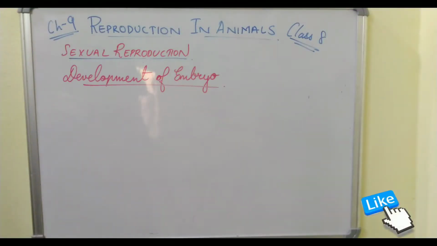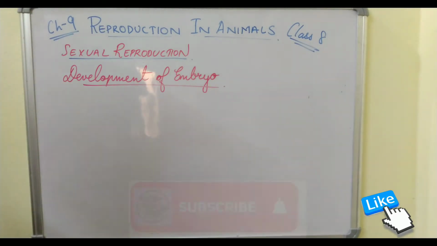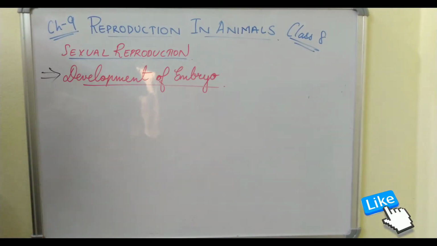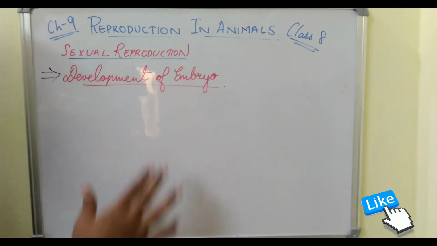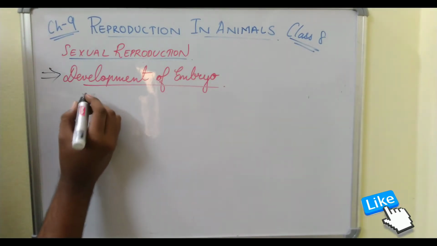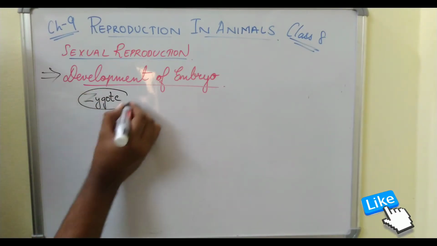Hello guys, welcome back. In this video we'll be discussing the development of the embryo. What leads to the formation of the embryo, that is what we will discuss. The basic idea is that we have discussed till the zygote formation. So what happens after the zygote is formed?